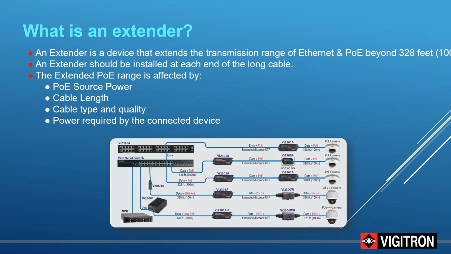So what is an extender? Well, an extender is a device that extends transmission range of Ethernet and PoE beyond 328 feet. An extender should be installed at both ends of the long cable. The extender is affected by the PoE source power, cable length, cable type and quality, and power required by the connected device. What is the advantage of using an extender and when is it used?